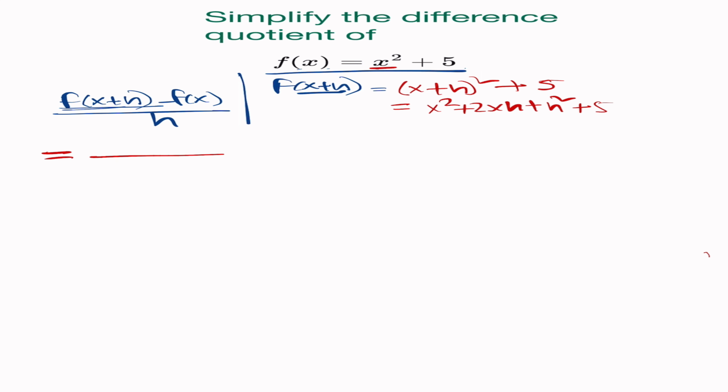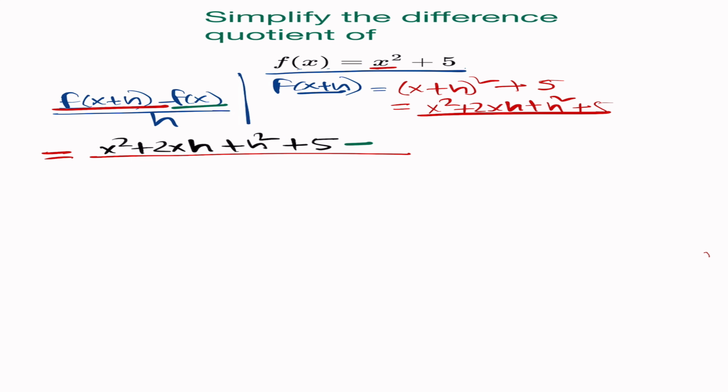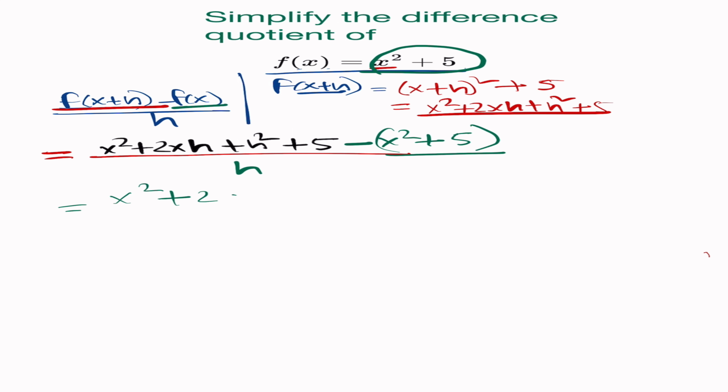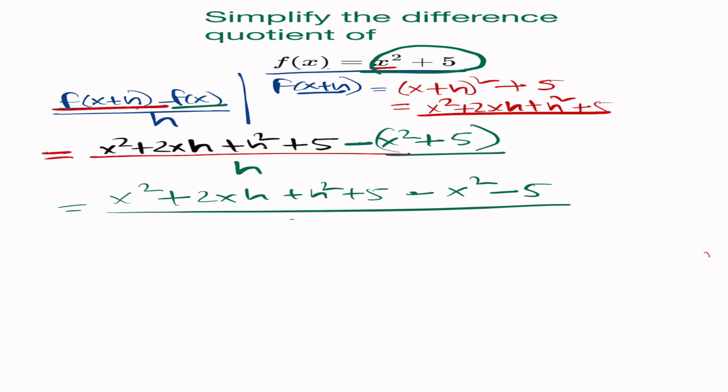So now let's just find out the answer for this one. So instead of f of x plus h, we have this. So you can just write down x squared plus 2xh plus h squared plus 5. Then we have negative, so we can just write negative. Instead of f of x, we're going to write down x squared plus 5, right? Divided by h, just going to write down h. So if we simplify it, x squared plus 2xh plus h squared plus 5, minus x squared minus 5, right? Divided by h.